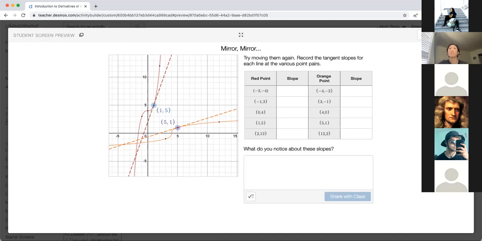What do you think the slope of the orange one will be? 1/5, okay? And what if I told you that the slope at 2, 12 was -1/2? What would the slope of the orange point be there? -2. Good, very nice, very nice.